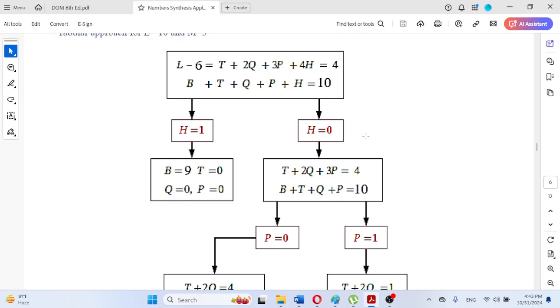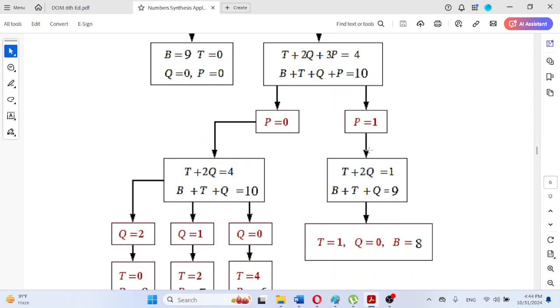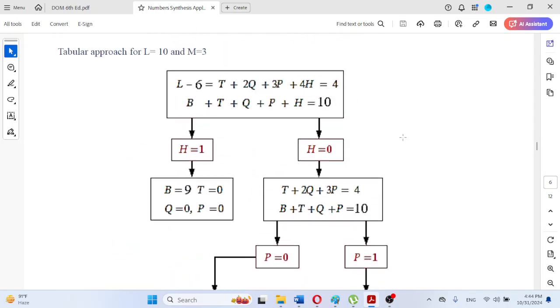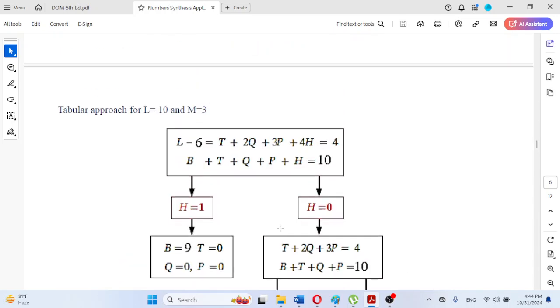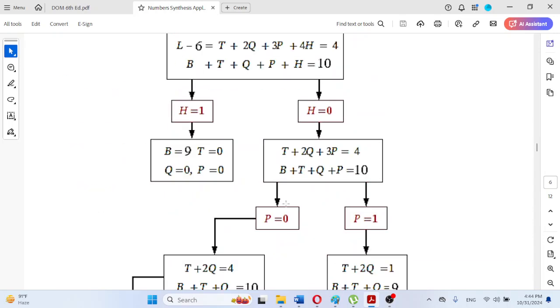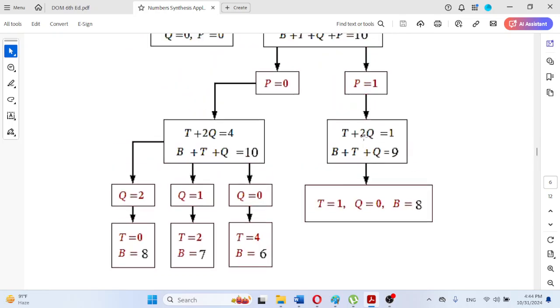Students are required to understand and be well conversant with this technique of tabular approach for using number synthesis for higher order links and a greater number of links. So in this way, now we can again verify all the sets. This is the first set, this is second, third, fourth and fifth. So all five sets have been satisfied.